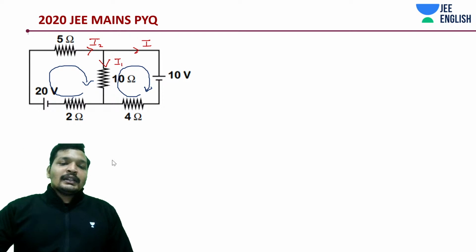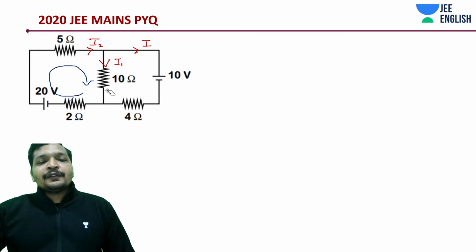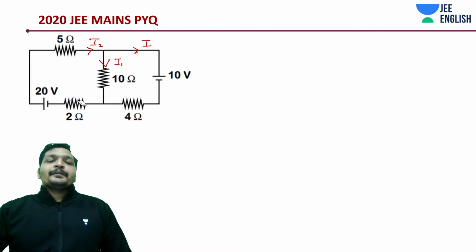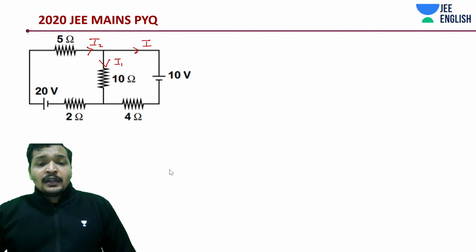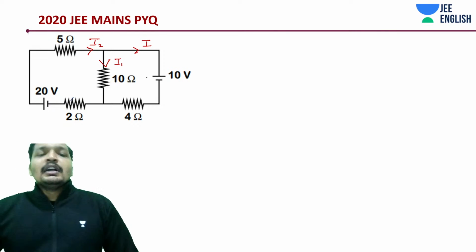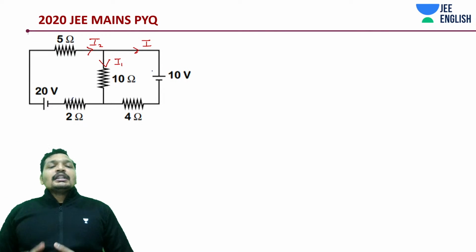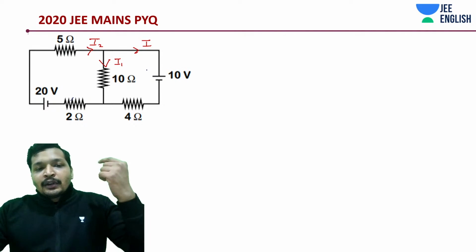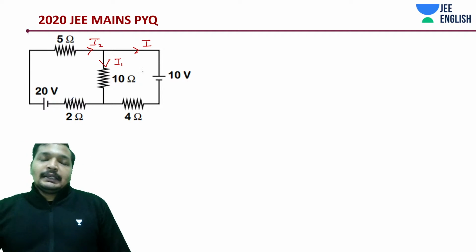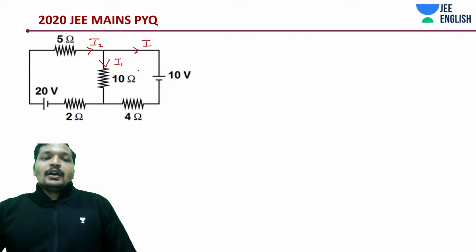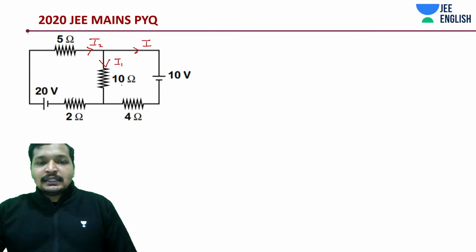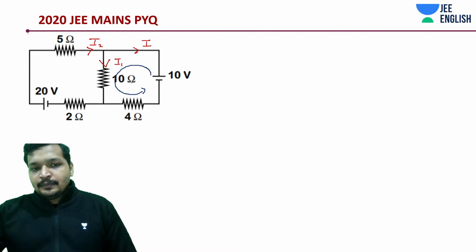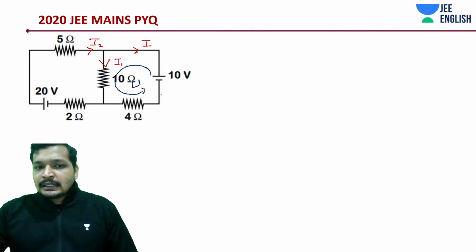Now let's do a thing. What am I supposed to find out? I1. Sorry. First of all, you have to always think about equations where I is present. One loop is going to be this. I'm going to take it for this loop because I is present.